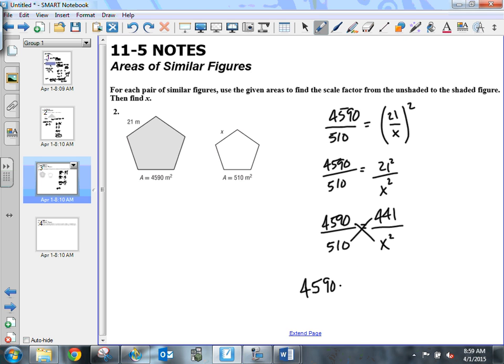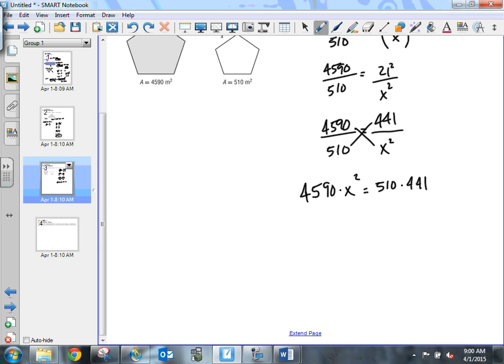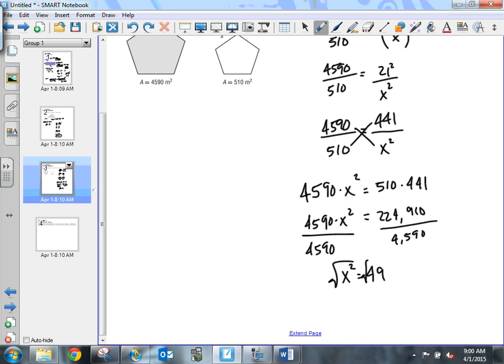So I get 4,590 times x squared is equal to the product of 510 times 441. Okay, so if I take 510 times 441, that's going to give me 224,910 is equal to 4,590 times x squared. Now, if I divide both sides by 4,590, then I end up getting that x squared is equal to 49. Okay, so that's something you got to do in your calculator. Now, if I take the square root of both sides and solve for x, then I end up getting that x is equal to 7. Okay, and that's pretty nice.